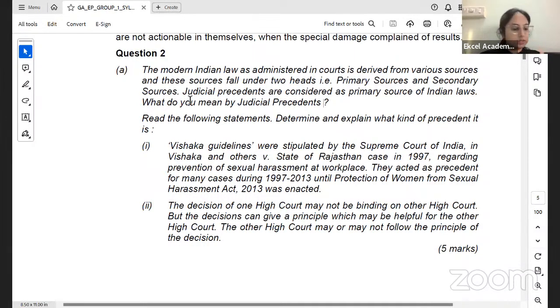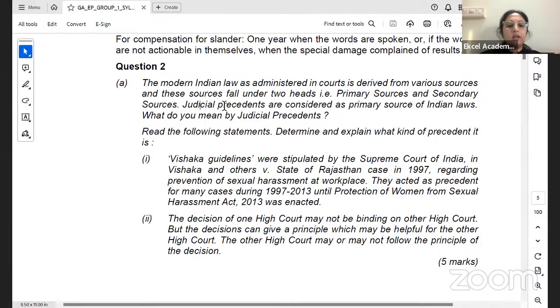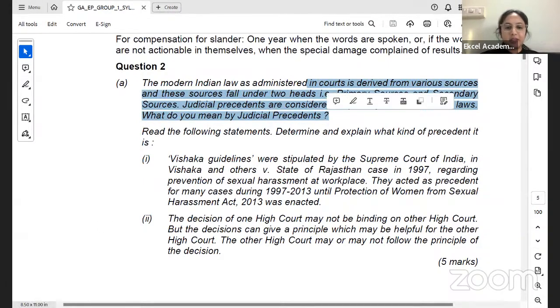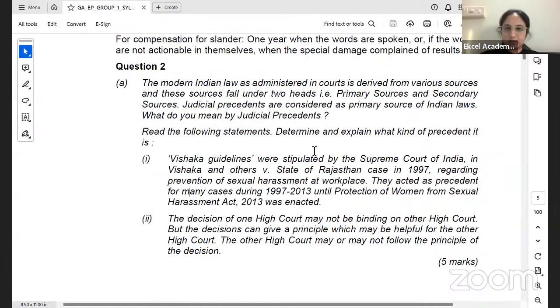Yeah. So now we will go to the second question. The modern Indian law as administered in courts is derived from various sources, and these sources fall under two heads, that is primary and secondary source. Correct? So judicial precedents are considered a primary source of Indian laws. So we have sources of law, the first chapter itself, where sources have been divided into primary and secondary. And when it comes to judicial precedents, they are a primary source. So that much we know. So the next question is, what do you mean by judicial precedents?